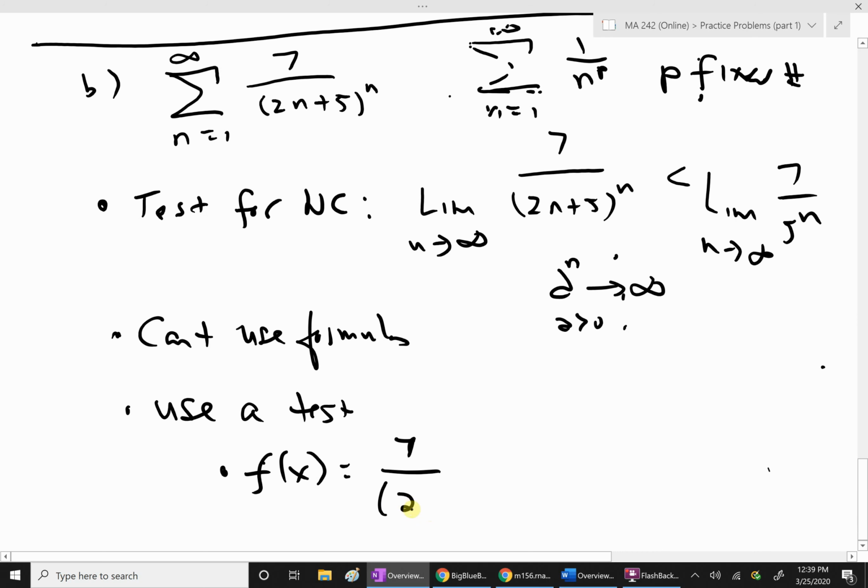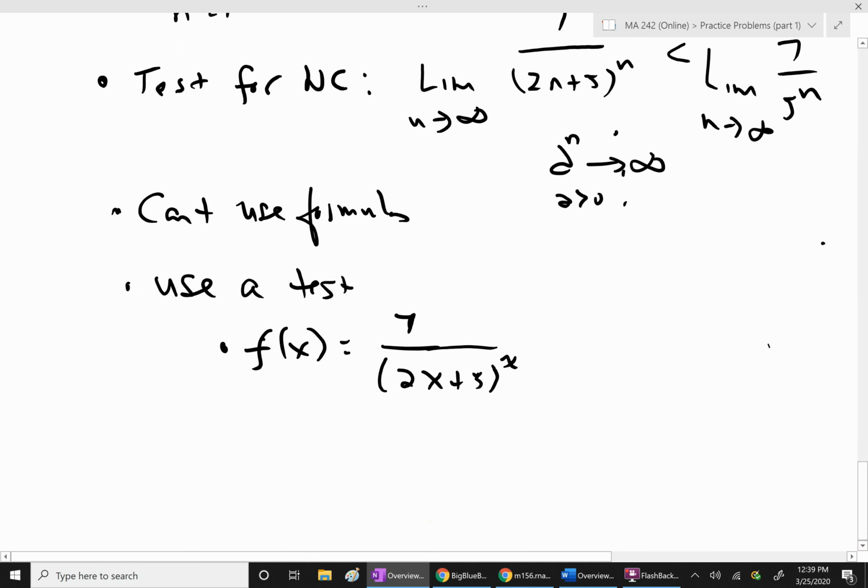So 2x plus 5 raised to the x power. Do you know how to integrate that? I don't know how to integrate that off the top of my head, because we don't deal with these sorts of functions. To go back to Anil's question, which was a really good one, notice that this is not an exponential, nor is it a power function. So the integral test is out, unfortunately.